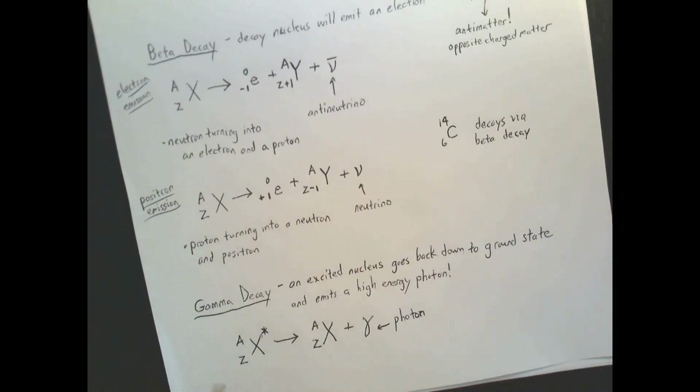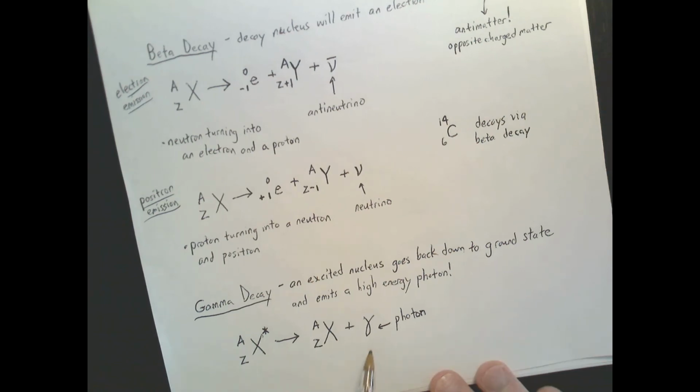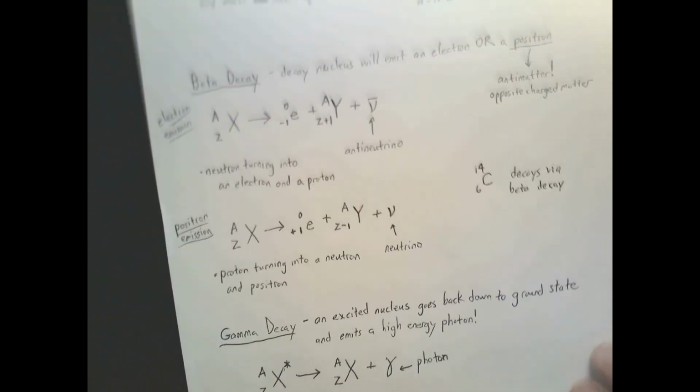So the nucleus gets really, really excited. Like if you were at a party and you had way too much sugar, you're excited, you're bouncing off the walls. Eventually you don't feel so good, you throw up, and you emit that photon to get back down to your ground state. And that's exactly what's happening with a nucleus here. It's getting excited, it needs to get rid of that extra energy somehow, and it throws up a photon to get back down to its base state here.